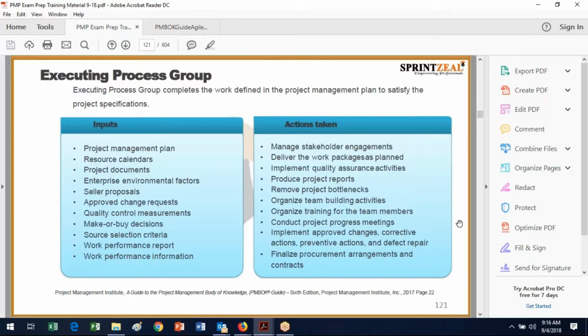So when you're filling out your application, think about these kinds of actions taken, and when you characterize your experience in the executing process group, it should be these kinds of actions and not the actual, I put fingers to keyboard and created code, or I welded part A to part B, because that's not the project management part of the executing process group.